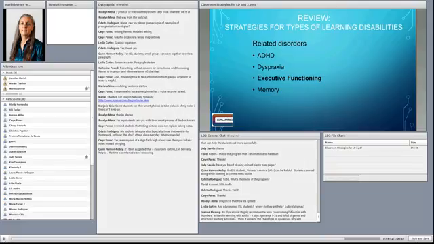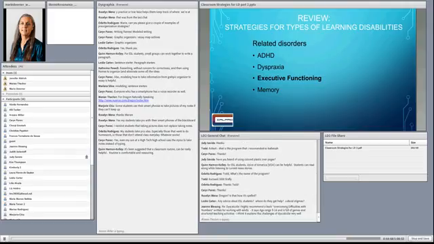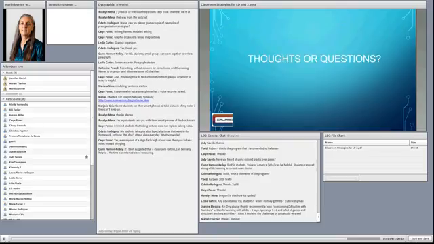Dyspraxia and executive functioning, and we talked about executive functioning. I think we could do a whole workshop on memory. Our acquired brain injury classes have whole classes just on how do you improve your memory, what are memory strategies that you could use, and how do you use your memory more efficiently.